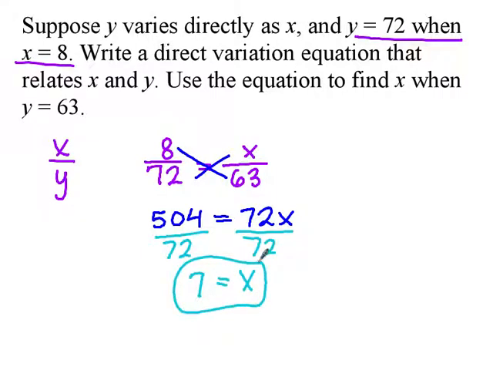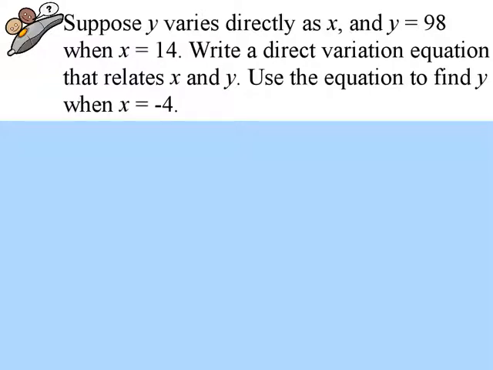I mean, you could do that. I don't know in the long run if that would save you much time. On this one it works, but the majority of the time it might not. Okay, so with that in mind, here you go. Suppose y varies directly as x and y equals 98 when x equals 14. Write a direct variation equation that relates x and y. Use the equation to find y when x equals -4.